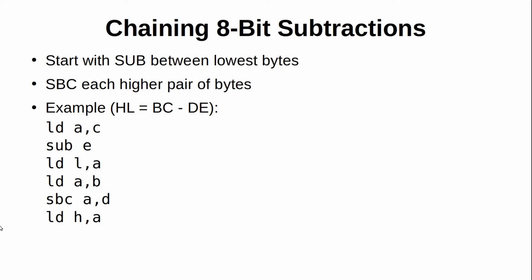Now, to get the difference of DE from BC stored in HL, we use a very similar sequence of instructions. Again, we load C into A, then do a sub E to get the low byte of the difference, which we then copy to L. Then we load B into A and subtract D with carry in case a borrow is required for the sub, and get the high byte of the difference, which finally gets loaded into H.